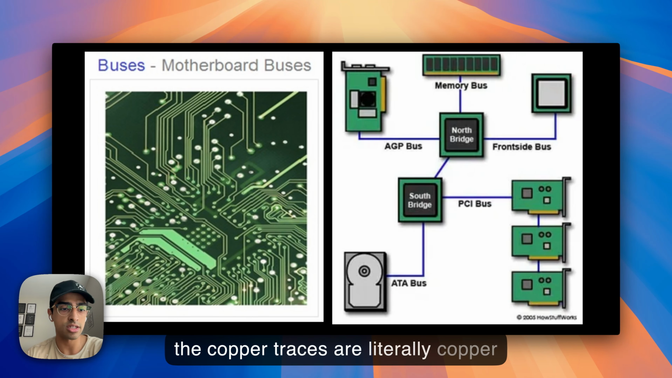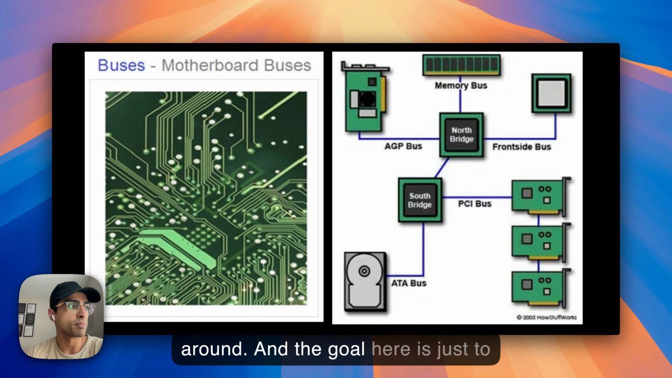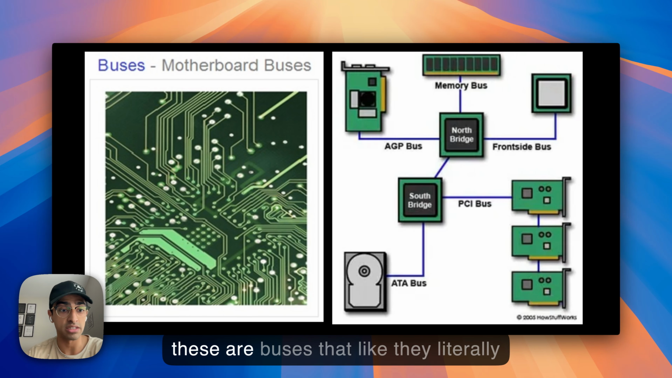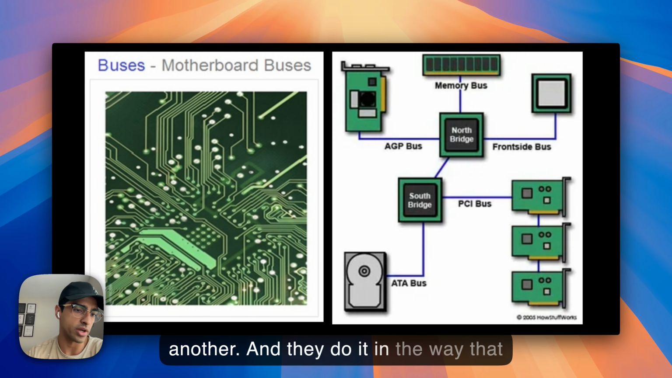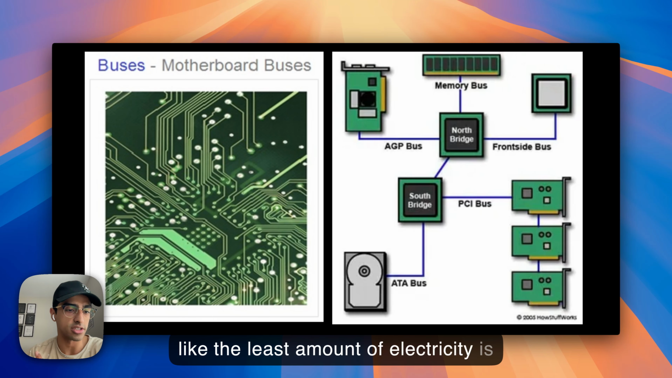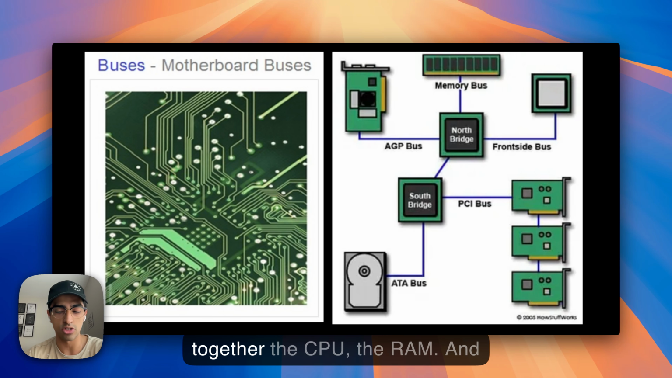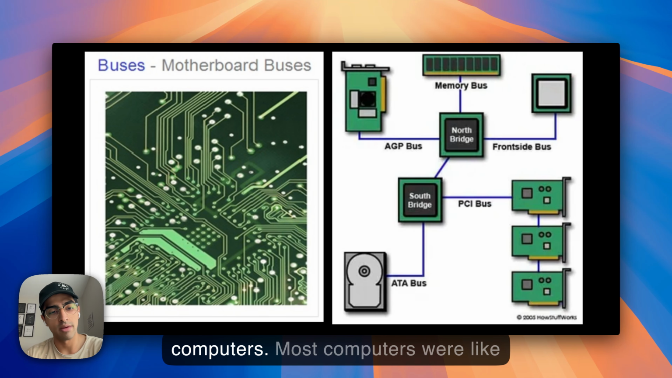The copper traces are literally copper wires that are moving the electricity around. And the goal here is just to move your data, like on an information highway. These are buses that literally move information from one place to another, and they do it in a way that the least amount of electricity is lost. And so we've covered now the thing that holds all your pieces together, the CPU, the RAM, and honestly, this makes up most computers. Most computers were like this for decades.